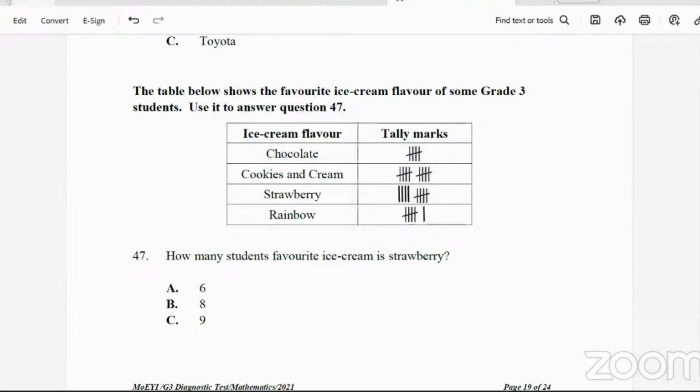You guys should by now be exposed to tally marks, and would know that this represents 5: 4 strokes going down and 1 across, that's 5. Cookie and cream, that's 10. Strawberry, that's 5, and then 4 strokes, so 5 plus 4, that's 9. And then the rainbow is 5 plus 1, that's 6. How many students' favorite ice cream is strawberry? The answer is 9. So the answer is C, 9.